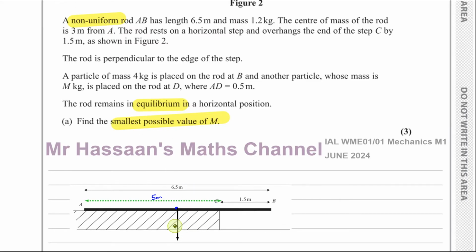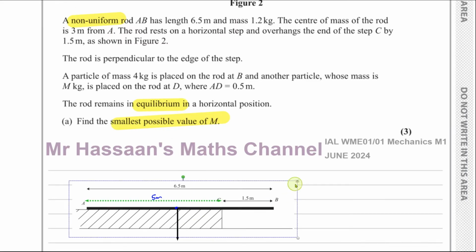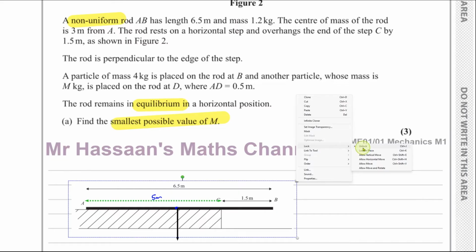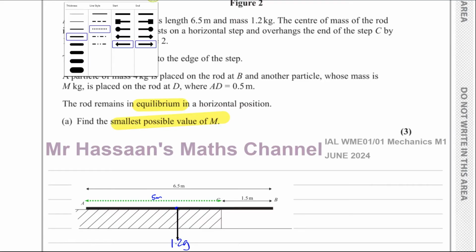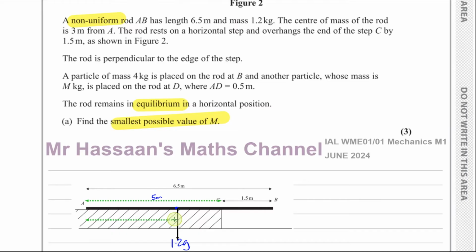So that's where the weight will act, somewhere over here. Let me just fix this in place so that it doesn't get messed up. The mass is 1.2 kilograms, so the weight is 1.2g. That's where the mass acts, and that distance from A is 3 meters.